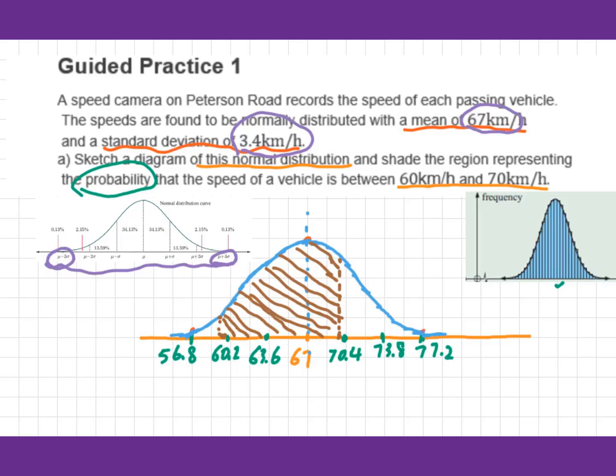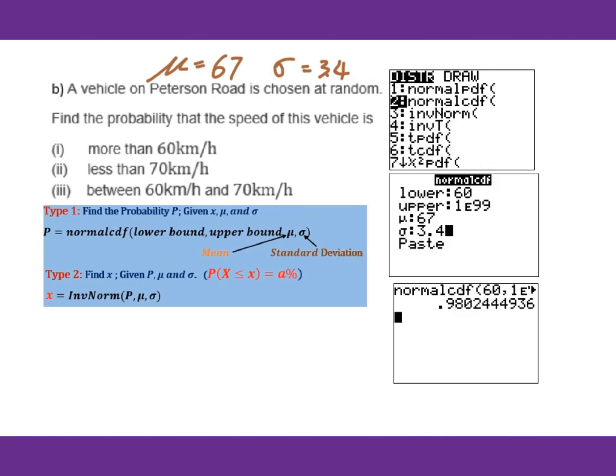Therefore, remember that the region shaded, that area represents the probability. Now let's go to B. We need to figure out the probability that the speed of this vehicle is more than 60 kilometers per hour. Since I'm looking for the probability, we have to use that normal CDF, then put the information in to figure out this probability.